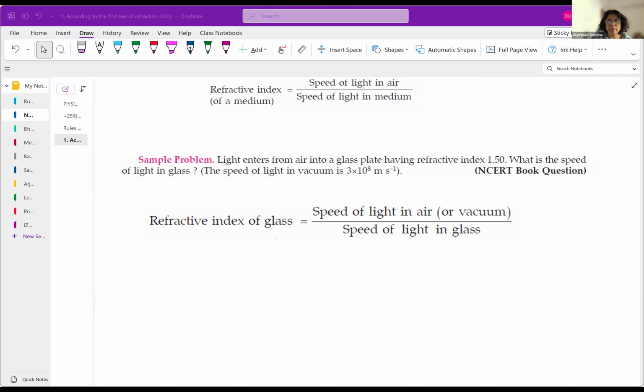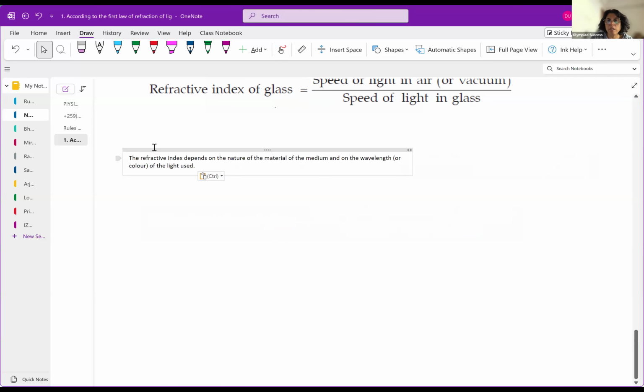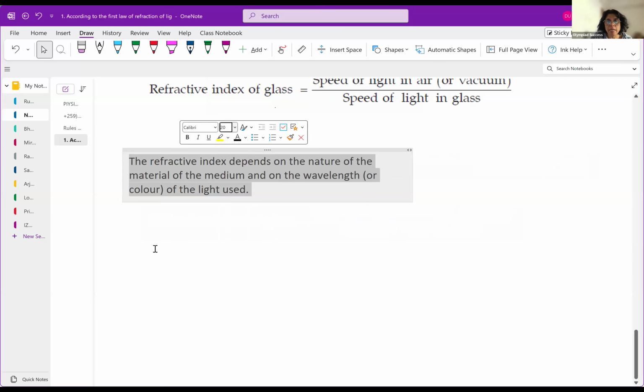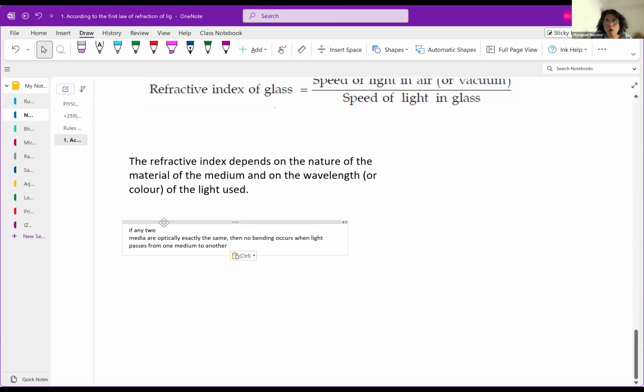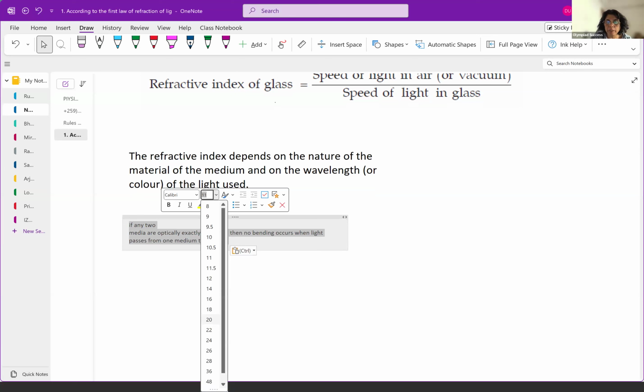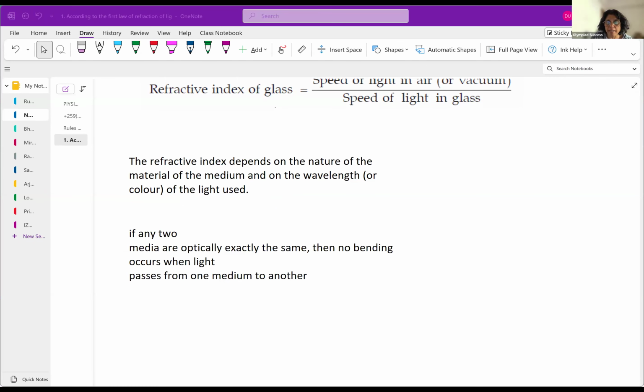Correct. Now, the refractive index also depends on the nature of the material of the medium and also on the wavelength of light used. So different colors will have different refractive indices. What will happen if two media are optically the same? Then there will be no bending of light. Optically the same means the density of the two media will be the same. So there will be no bending of light.